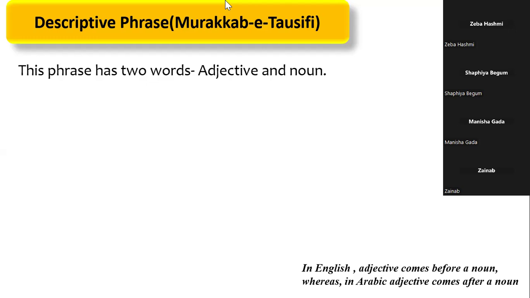So always keep in your mind: if you analyze the first one, the prepositional phrase is the combination of preposition and noun. Possessive phrase is a combination of nouns only, both nouns. Now this one, the descriptive phrase, is the combination of adjective and noun.